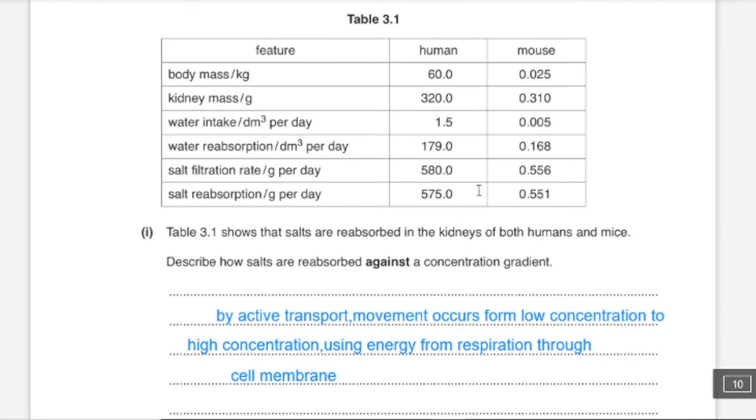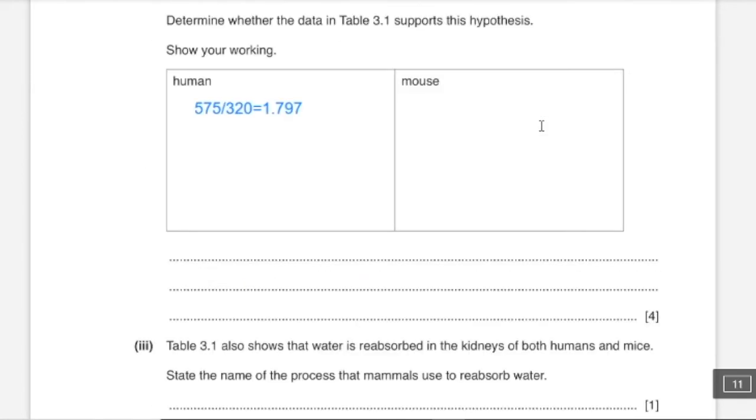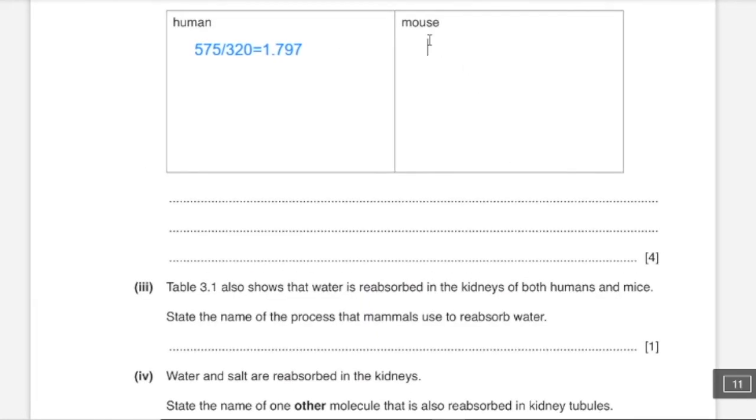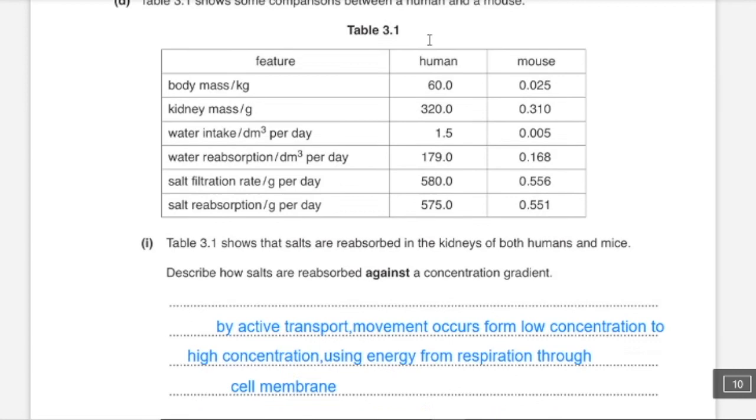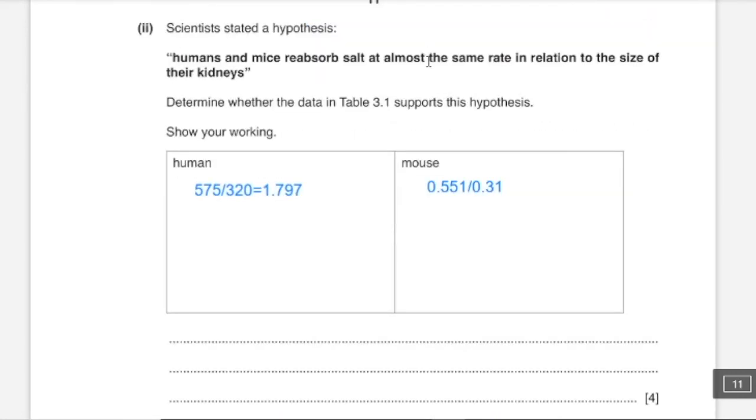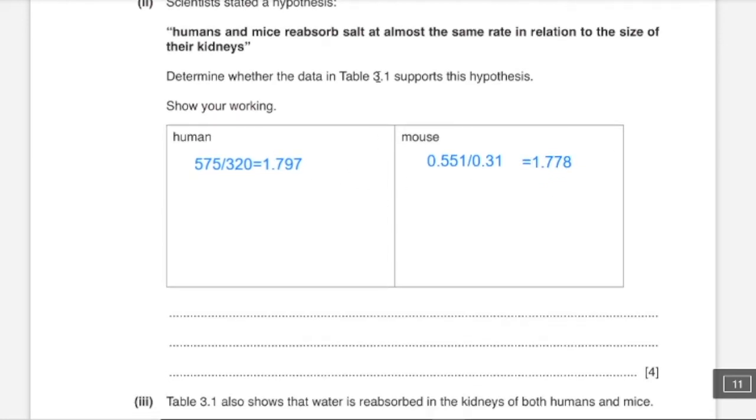And for mouse we have 0.551 grams of salt reabsorption divided by the kidney mass, which is 0.310. So this gives us the answer of 1.778. Okay, as we can see over here, the values are almost the same, which means the hypothesis is correct.